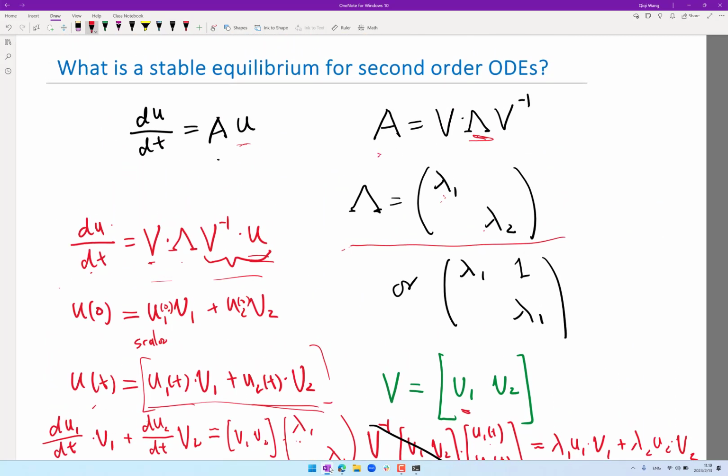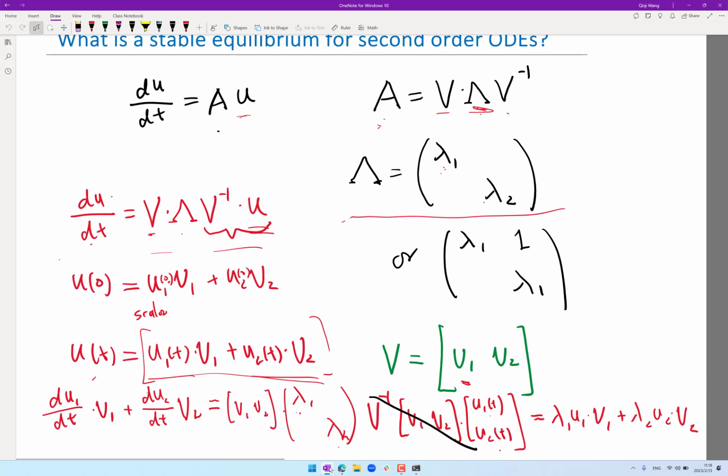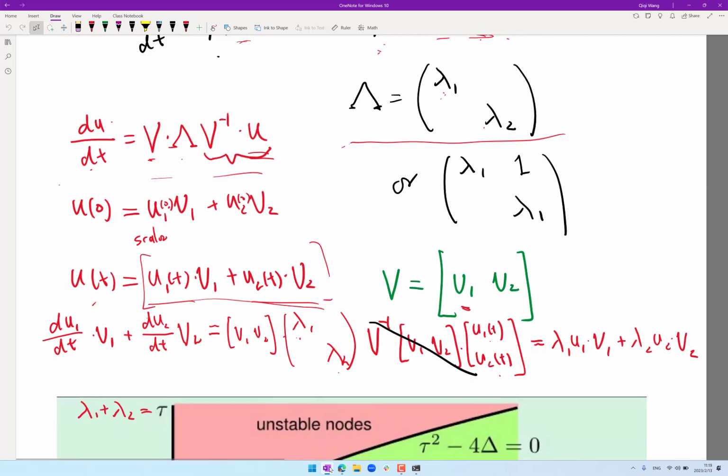So the trace of A is going to be equal to the trace of lambda, which of course is lambda 1 plus lambda 2, right? The trace of A is just the sum of the two diagonal numbers in the matrix A. And if you're familiar with linear algebra, there is a pretty simple proof that if you perform a similarity transformation to a matrix, the trace would be preserved. Another thing is that the determinant is also independent of a similarity transformation.